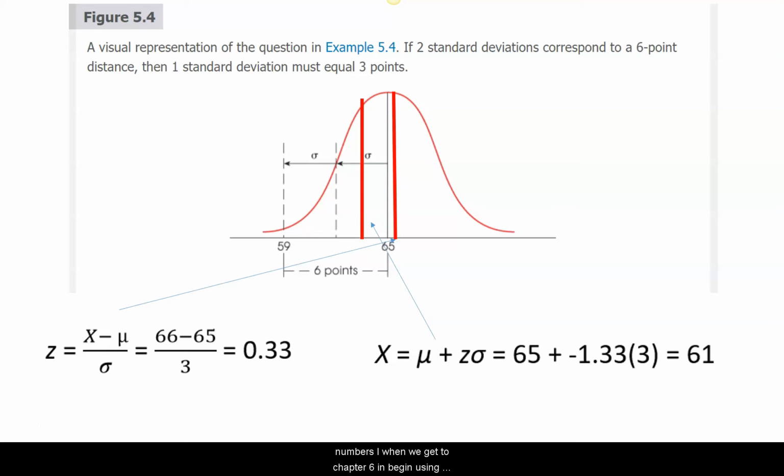And although in isolation you really can't appreciate the magnitude just from those numbers, when we get to chapter 6 and begin using tables, you'll begin to see that if something's 3 standard deviations above the mean, it's well into the 99th percentile. And even 2 standard deviations above the mean is about roughly the 98th percentile. And conversely, if it's 2 standard deviations below the mean, it's only at the 2nd percentile, which means that only 2% of scores fall below that.